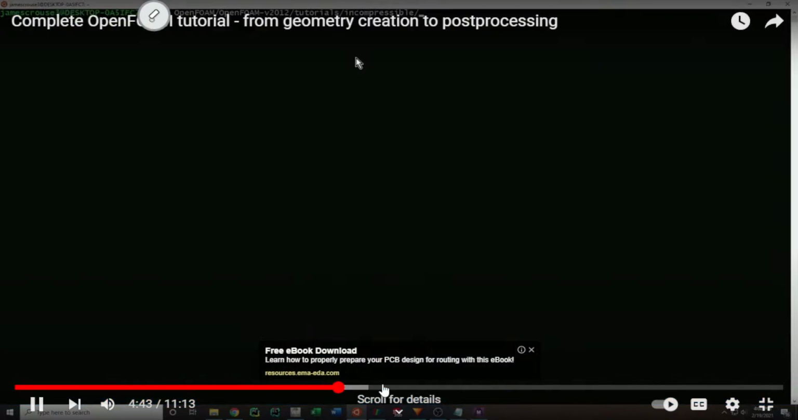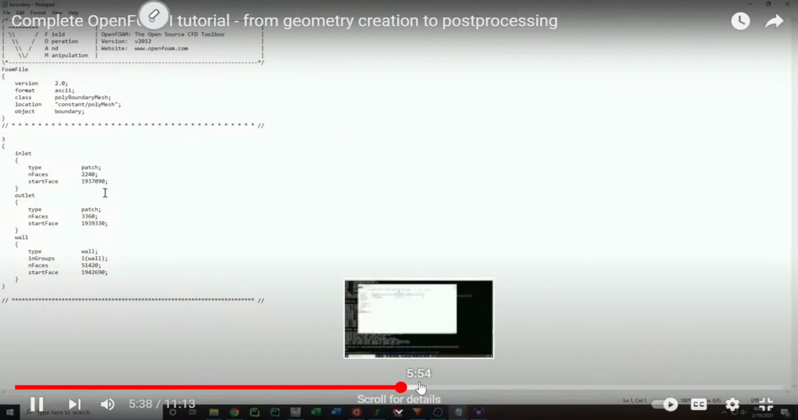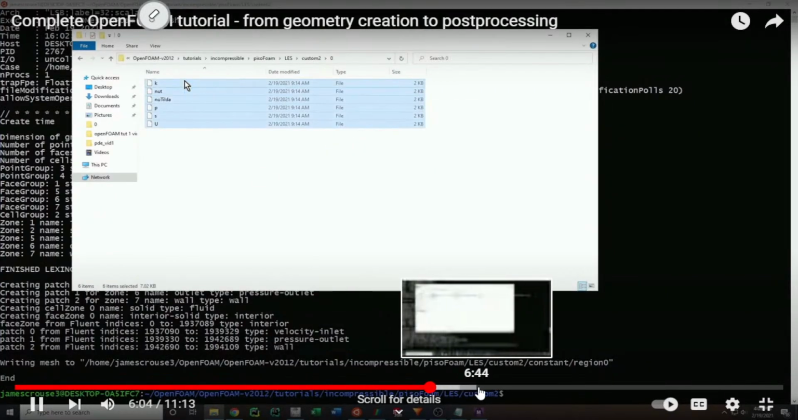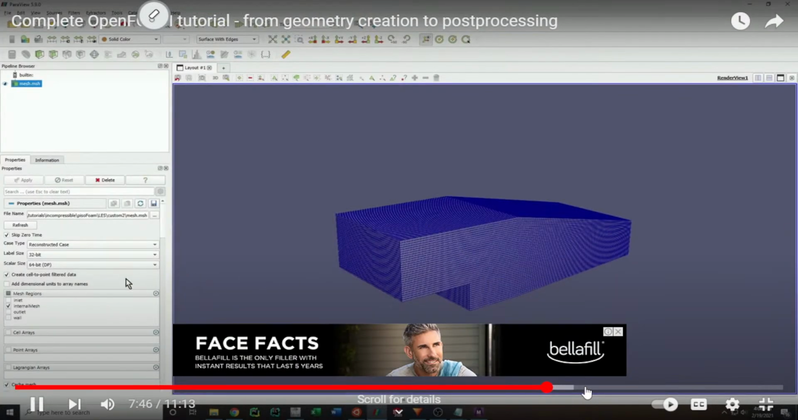Uh-oh, free ebook, it disappeared. Okay, now he's showing you how to import that file, opening the file and making sure that the names of the boundary conditions, saving frequency, etc. are right. Just play around, and then visually inspect that all of the boundary conditions are in fact correct.